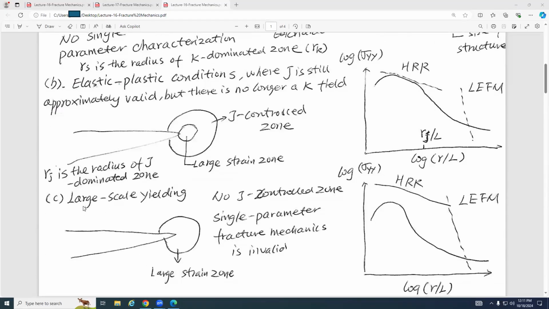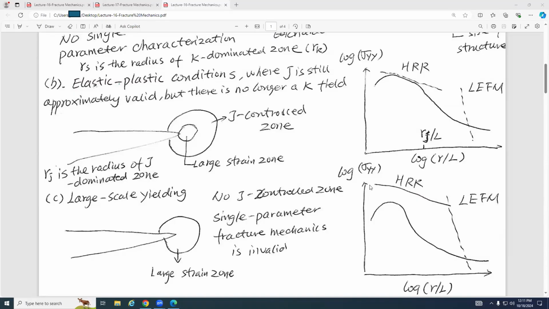The third one is larger scale yielding, and for larger scale yielding, there is no J controlled zone. The J controlled zone disappeared. That means there is no zone that could be singly characterized by using the J integral. So you cannot use a single parameter to characterize the crack tip field, and you need to use multiple parameters. This is what we are going to talk about today.